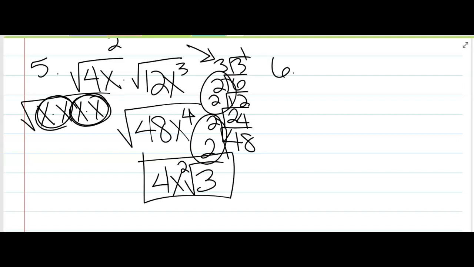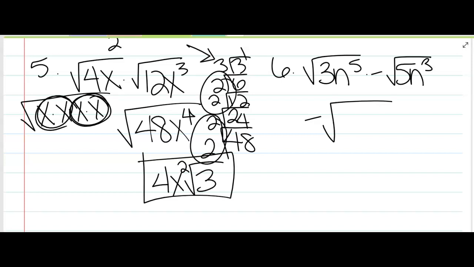Let's try another one of those. So we have the square root of 3n to the 5th times negative square root of 5n cubed. Now if I look at what's on the outside of the radical, the only thing on the outside of the radical is that negative. So we're just going to keep our radical negative. Underneath the radical, I have 3n to the 5th and 5n cubed. So 3 times 5 is 15. N to the 5th times n cubed is n to the 8th.